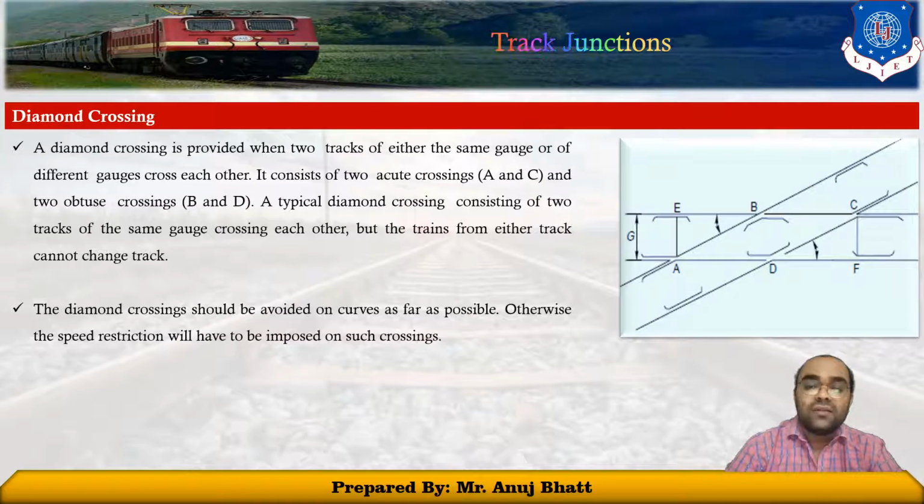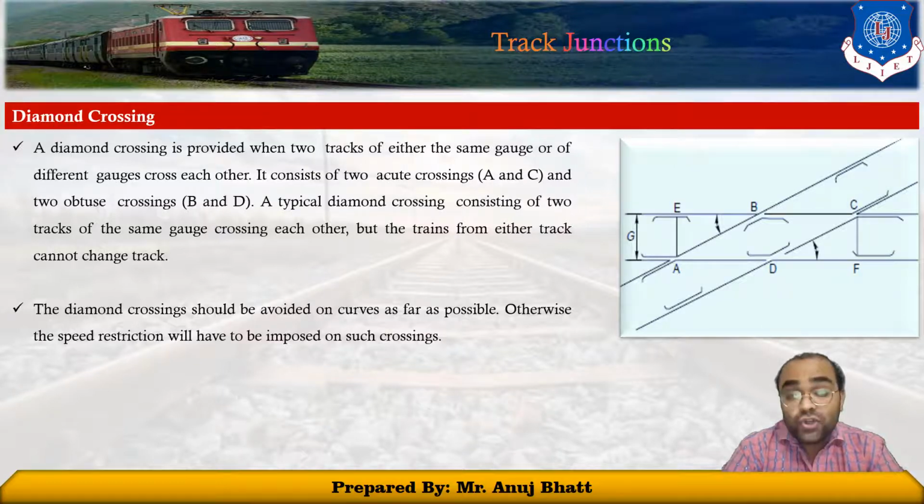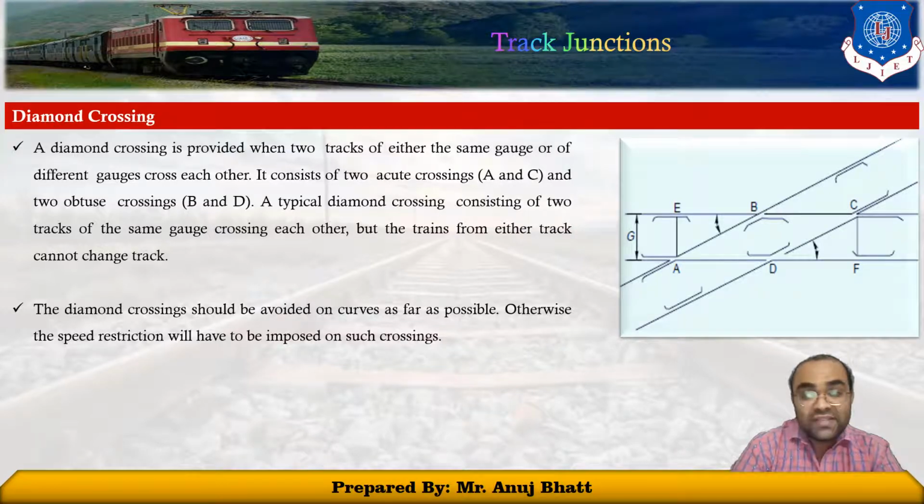Well, this figure shows a diamond crossing, which is provided when two tracks of either the same gauge or of different gauge cross each other. It consists of two acute crossings, A and C, as shown in this figure. These are the acute crossings, and two obtuse crossings, that is B and D point.